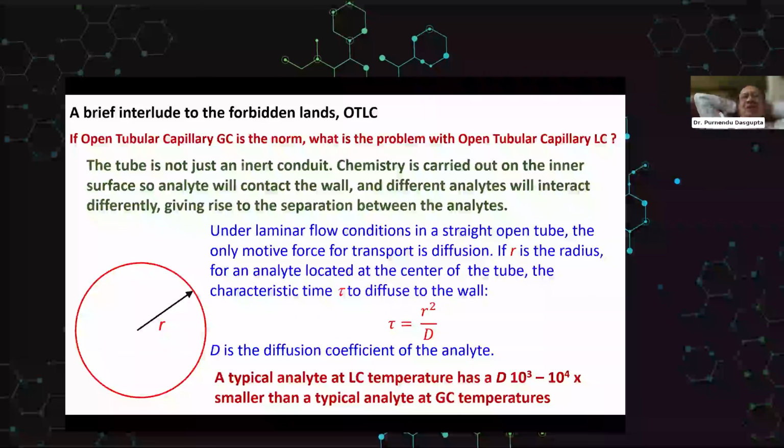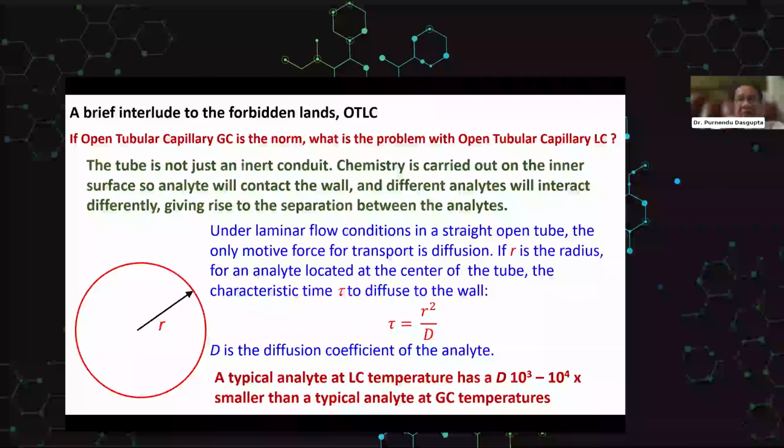But the question that arises: almost all of gas chromatography is done today in open capillary columns. So why don't we do liquid chromatography in open capillary columns? The issue is that separation takes place on the wall. That means the molecule has to go to the wall. There are no magnets that are drawing the molecule to the wall. Okay, so they can only diffuse there, and so that means two things matter: how far they have to diffuse and the diffusion coefficient.